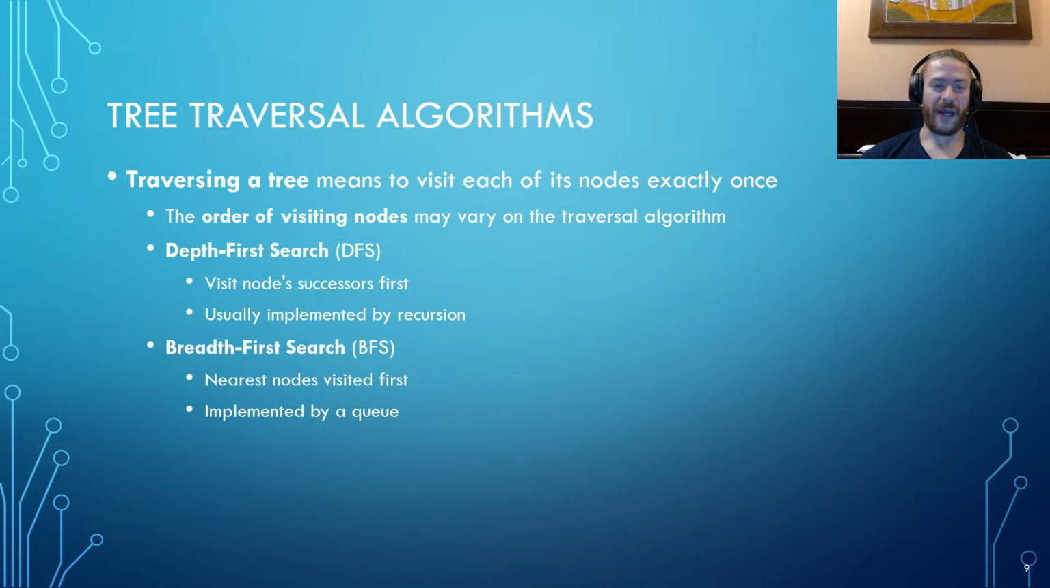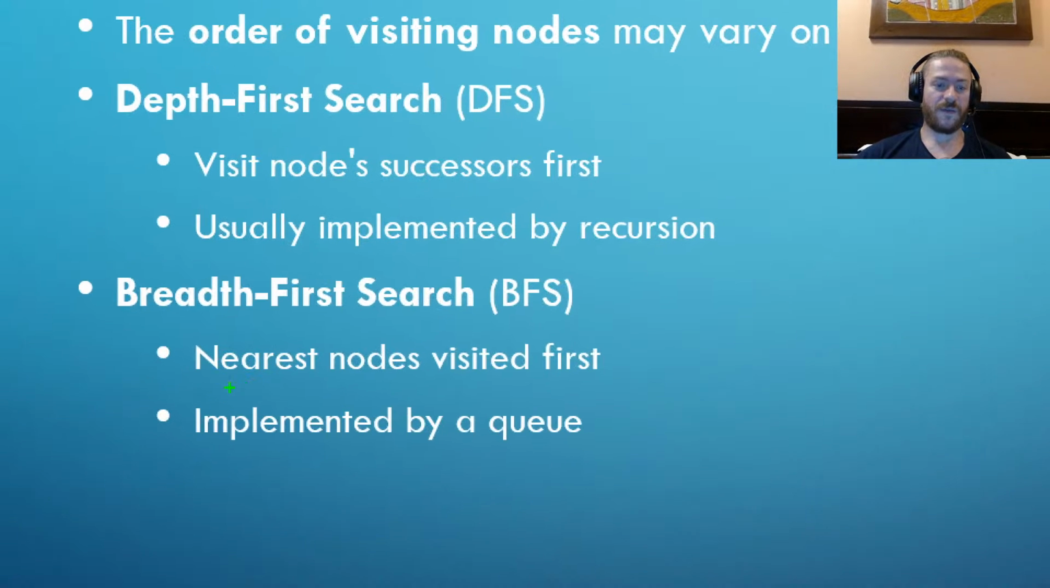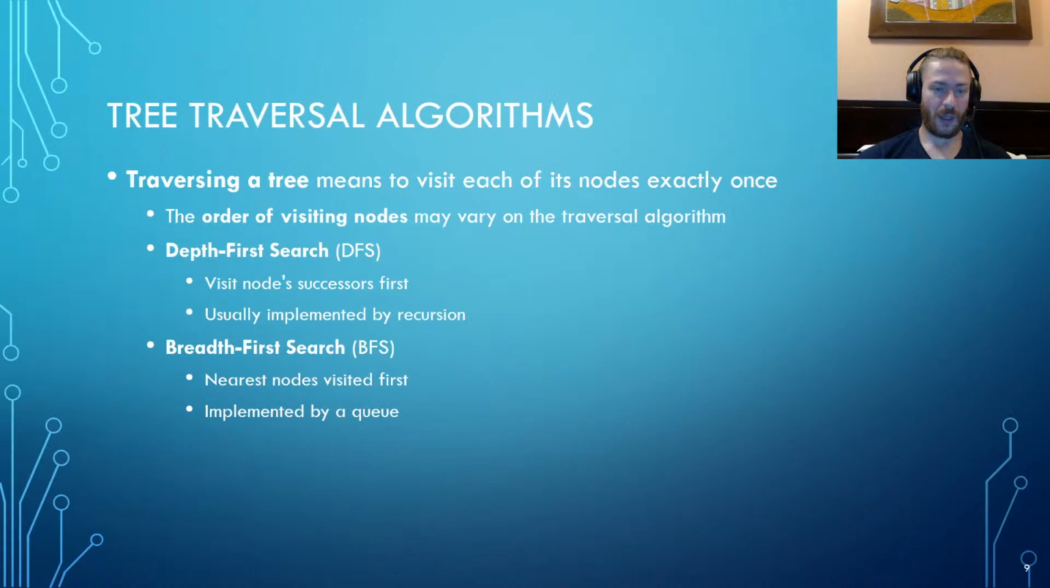I'm going to show you animations of these traversal algorithms in a minute. Breadth-first search means visit first the nearest nodes. Don't go as low as possible, visit the ones that are as close as possible.